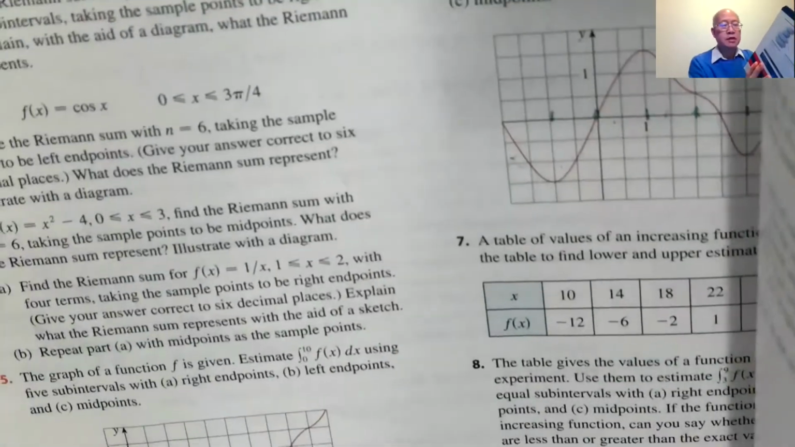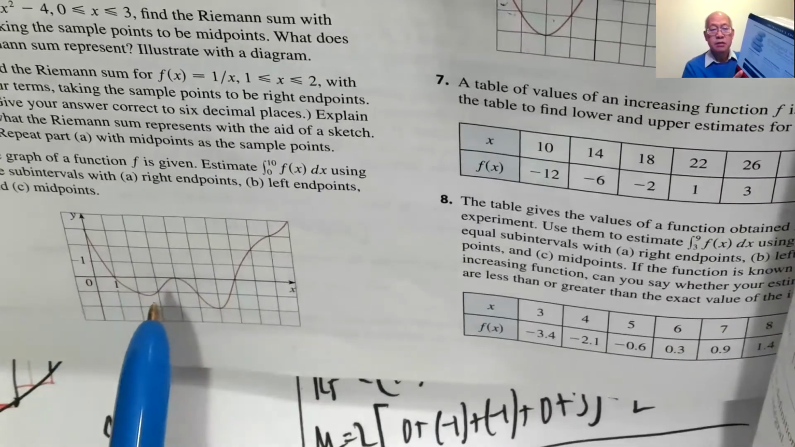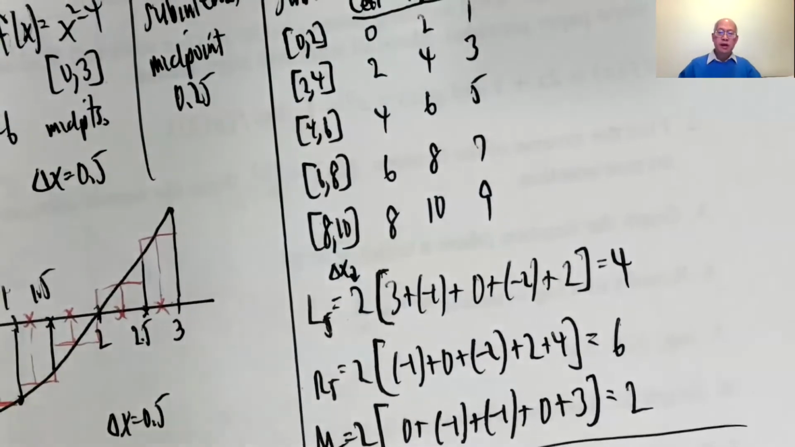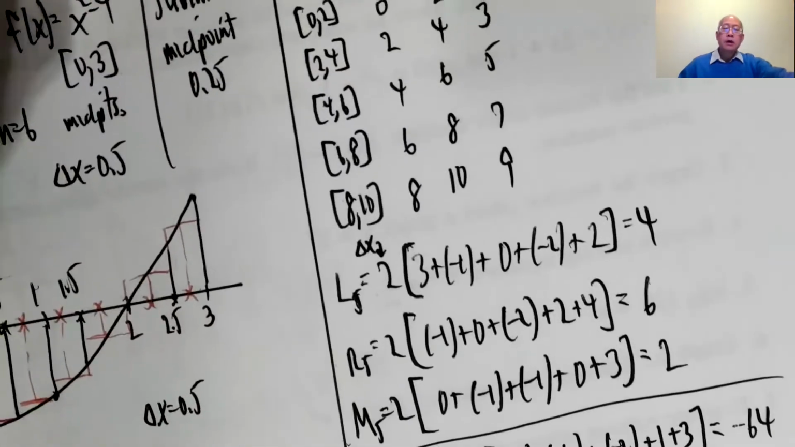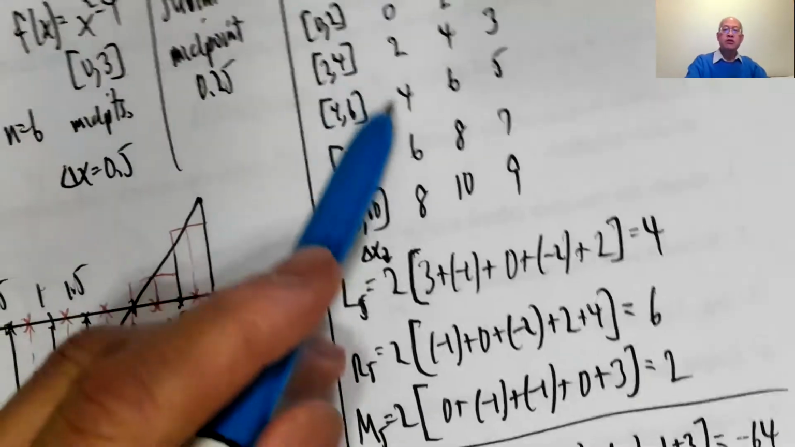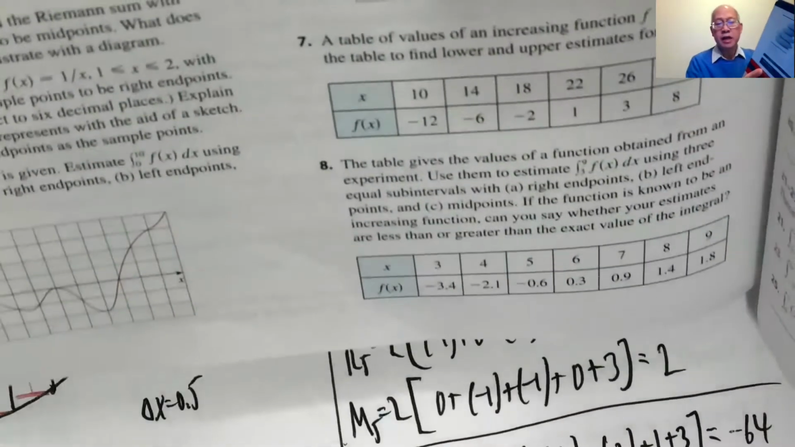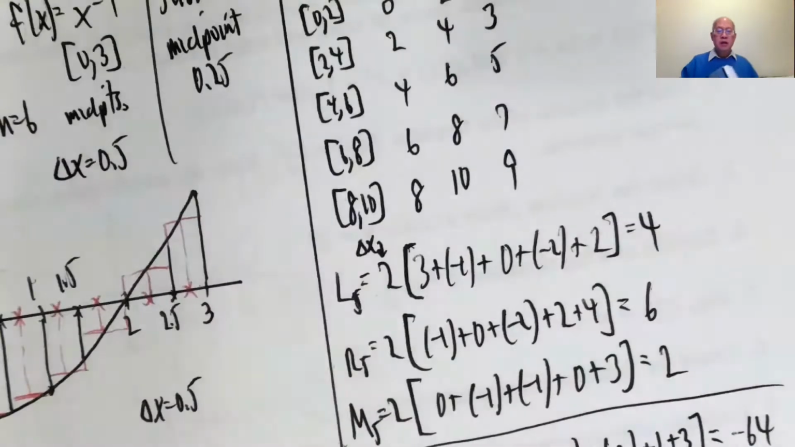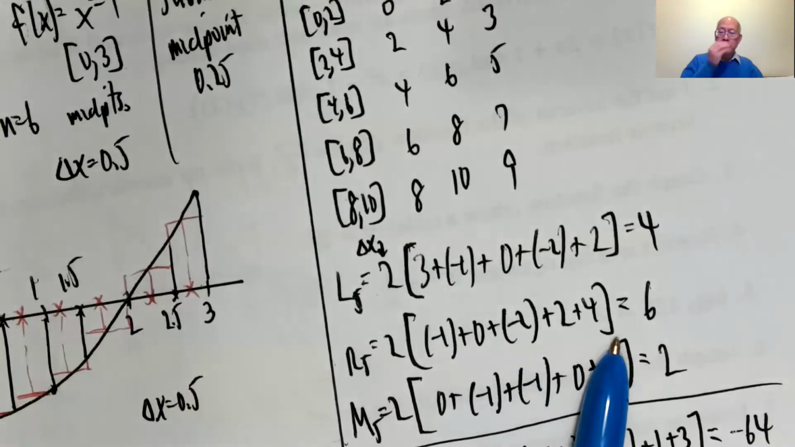This is clumsy because I can't show you both at the same time. The left endpoints were 3, 0, -1, and I forgot what the others were, -2, and 2. So that comes out to be 4. Right endpoints are the function values at 2, 4, 6, 8, and 10, which are evidently -1, 0, -2, 2, and 4. It comes out to be 6.